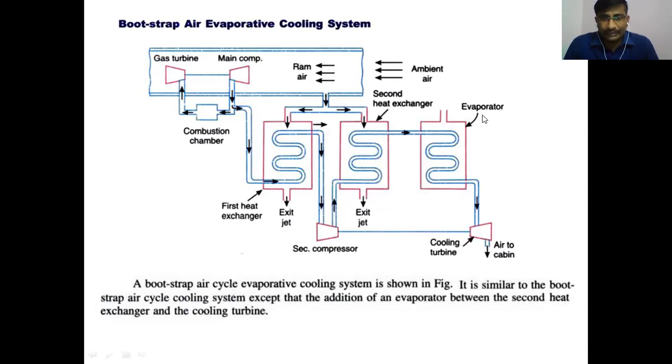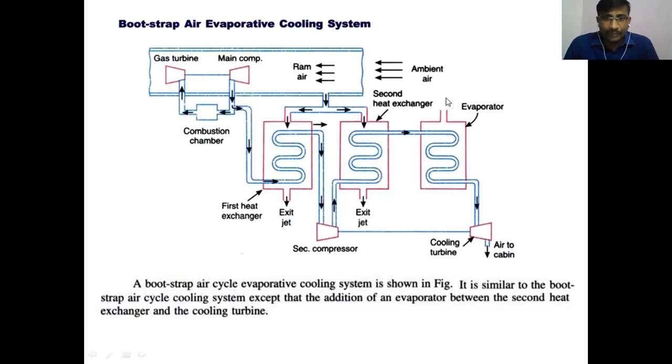This is the evaporative vessel or evaporator, which is located between the cooling turbine and the second heat exchanger. After cooling in the second heat exchanger, for further cooling, an evaporative vessel will be provided. In this evaporative vessel, evaporative liquid will be stored. By absorbing the heat from the air passing through the evaporator, the evaporative liquid evaporates and is sent to the atmosphere. That evaporative liquid has a low boiling point at higher altitudes. Like that, the evaporative liquid is used in the evaporator.